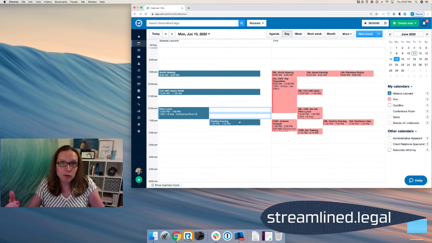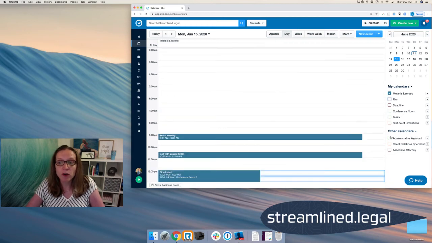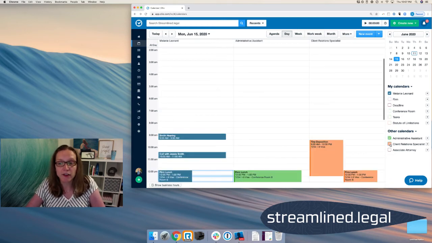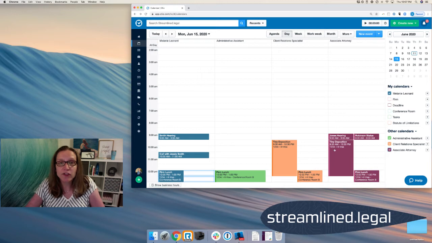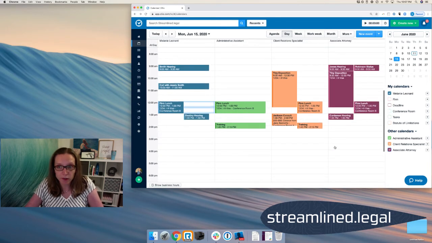Now, as a firm owner or as supervisor, you want to be able to see more than one person's calendar at a time a lot of times, and that's perfectly understandable. So what we can do then is, if everybody's got their own appointments on their own calendars, we're going to get rid of this old firm view and we're going to start looking at other people's calendars, because now they've shared their calendars with me.